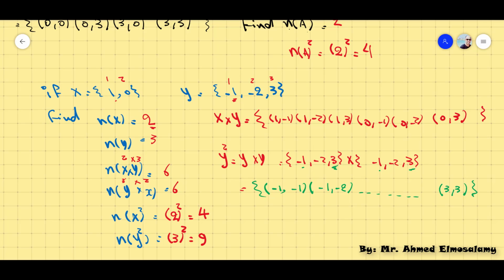How many elements inside y squared? 9. From where? From n of y squared equals 9. So y squared equals 9 ordered pairs. I write here the first one, the second one, and the last one. Complete it. Okay, any problem?